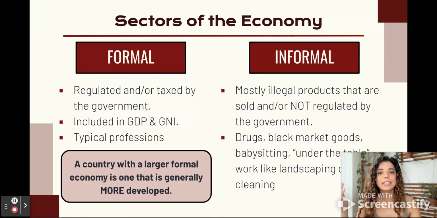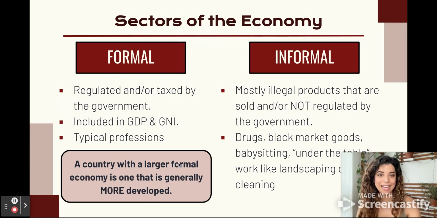So for sectors of the economy, we have formal and informal. Formal is regulated and taxed by the government. This is kept track of, so this is officially included in the GDP and GNI, and this is typical jobs, typical professions. This is what we see most commonly. A country with a larger formal economy is typically more developed.